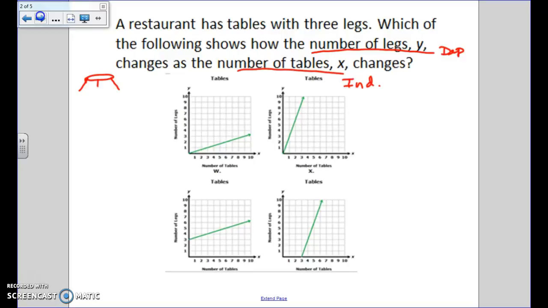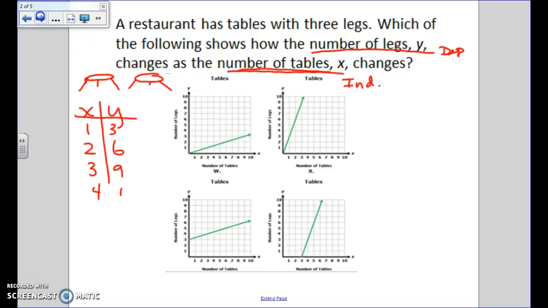So before I actually look at these graphs, I'm going to think of this as an XY T chart. I just need to use some, I don't want to say common sense, but some intuitiveness here. Remember x represents the number of tables. If I have 1 table, then I know that we would have 3 legs. If I had 2 tables, then I would have 6 legs. As you can see, what y is depends on what x is. 3 tables would be 9, 4 tables would be 12.